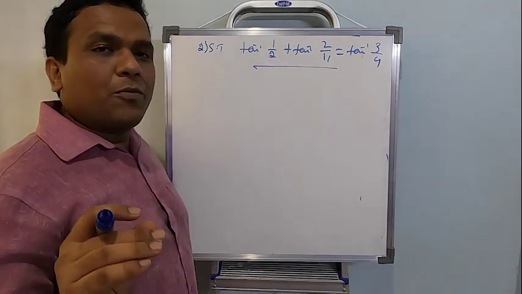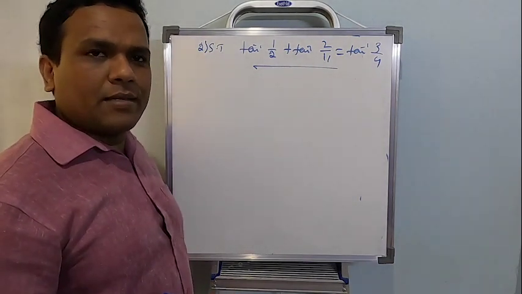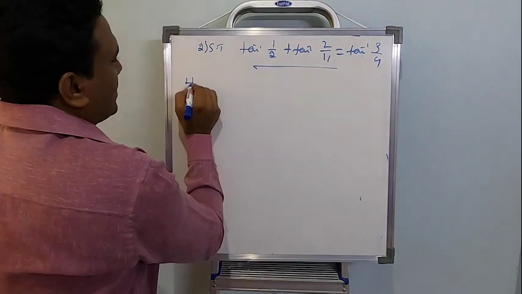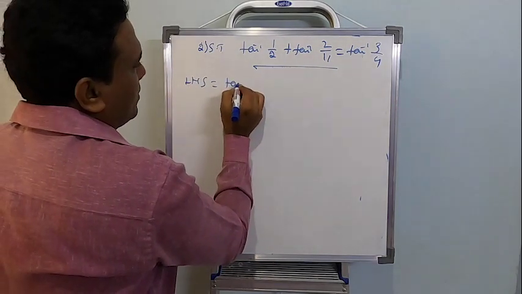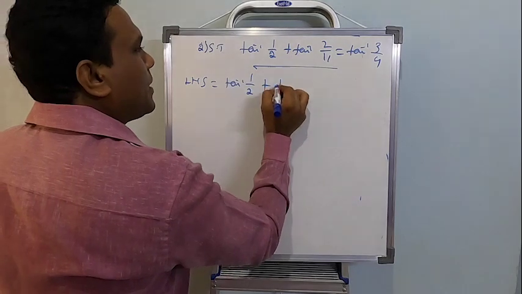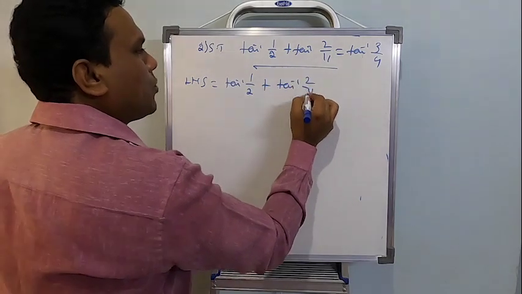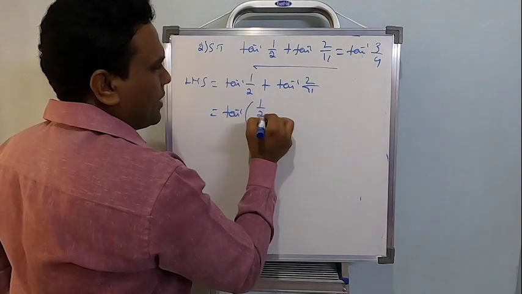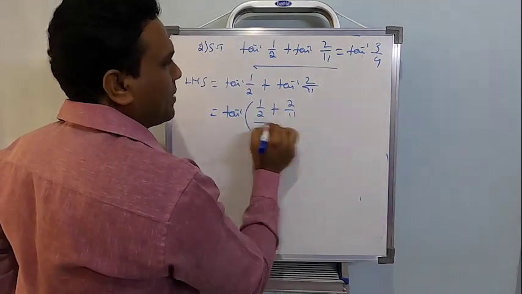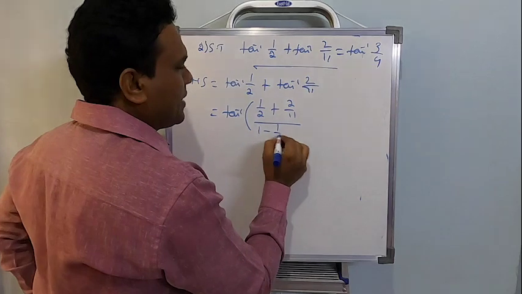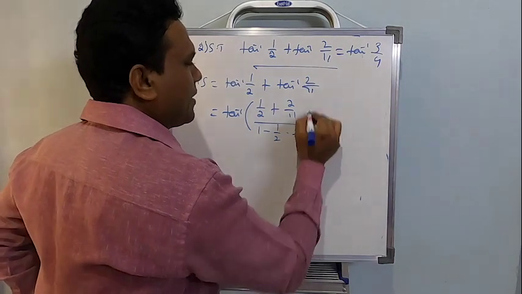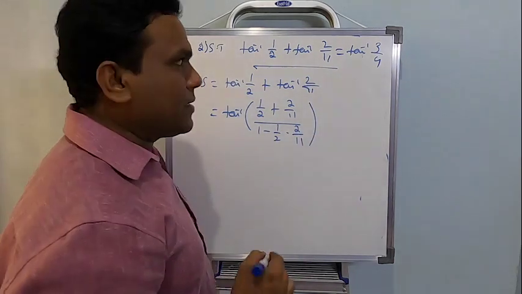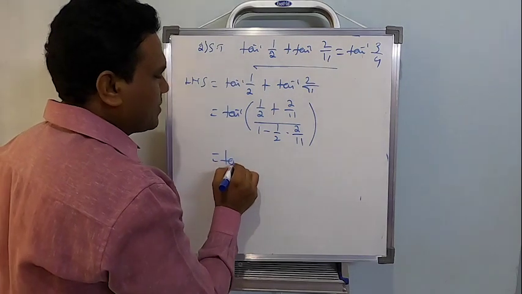Yes, you are correct, and that is because you have already practiced enough problems from the exercise. Right, so let us start with the LHS: tan inverse 1 by 2 plus tan inverse 2 by 11. Tan inverse x plus tan inverse y is tan inverse of (x plus y) by (1 minus x multiplied by y). That's fine. So let's keep simplifying till we get the required answer.